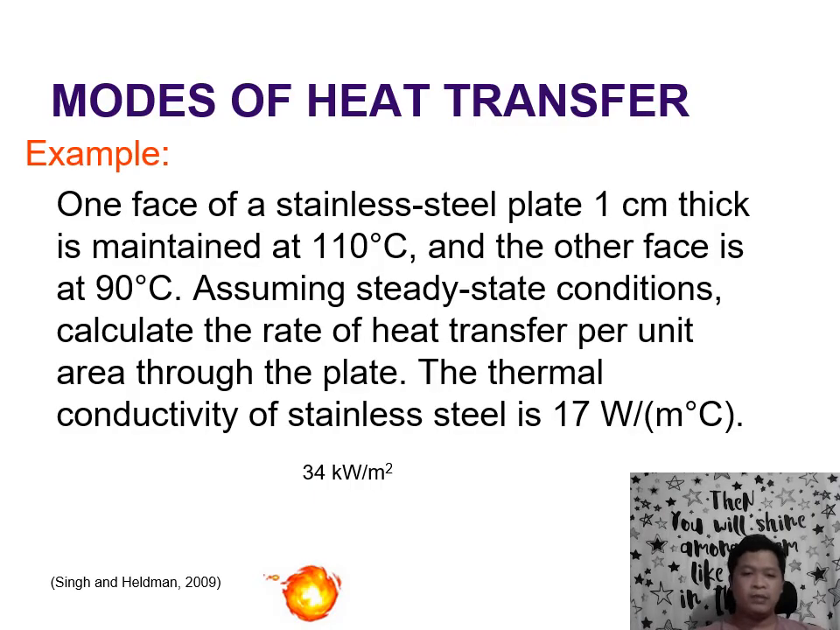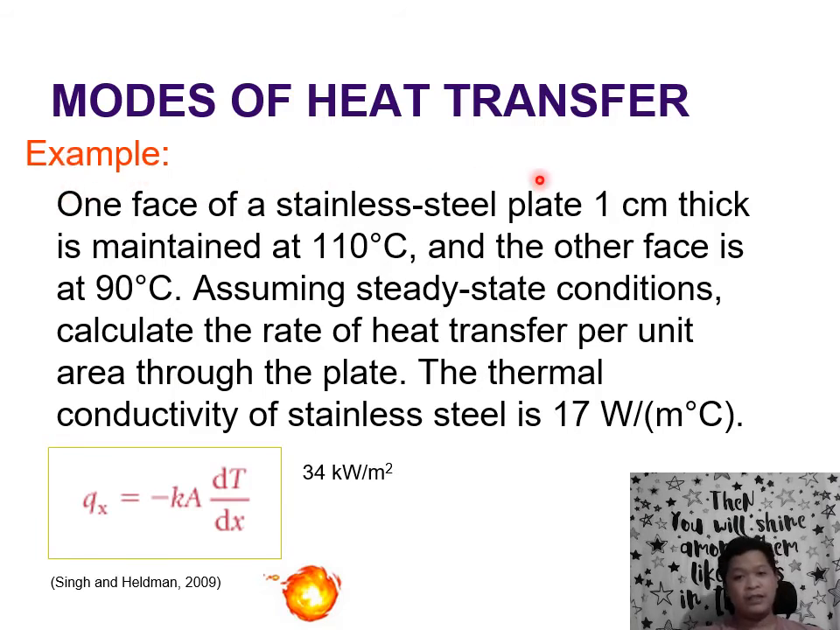So in this problem, for example, we have a stainless steel plate 1 centimeter thick. Okay, visualize that. And then it's maintained that one side is 110 degrees and the other is at 90. So assuming steady state conditions, you are asked to calculate for the rate of heat transfer.